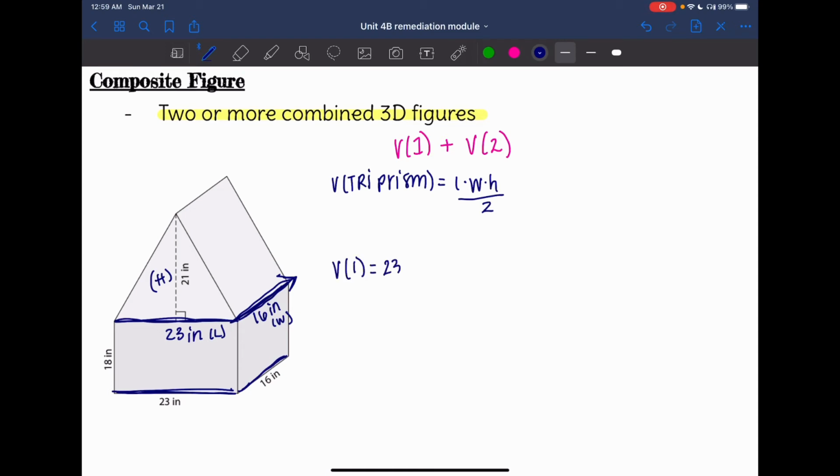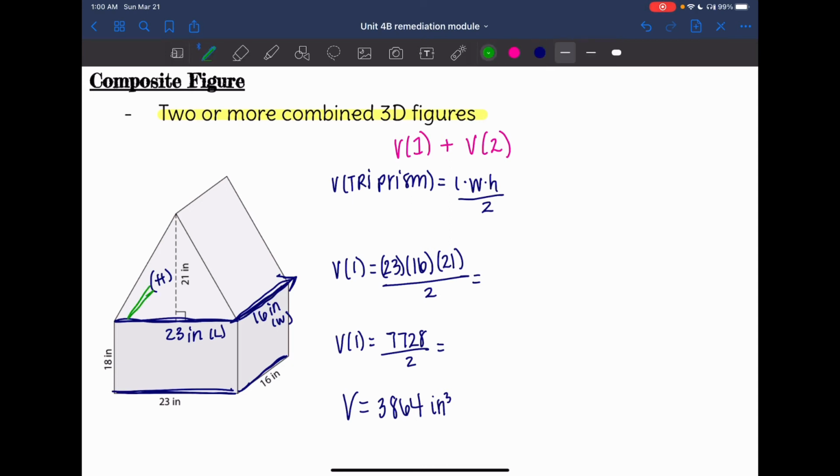So I have 23 times 16 times 21, all divided by 2. And I'm just going to keep going down, that way I have room for my rectangular prism at the end. 23 times 16 times 21 gives me 7,728 divided by 2. Which means my volume is 3,864 for my first figure.